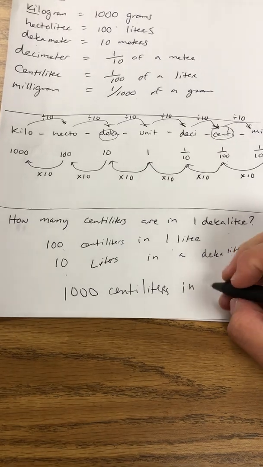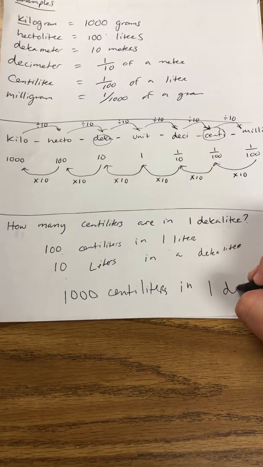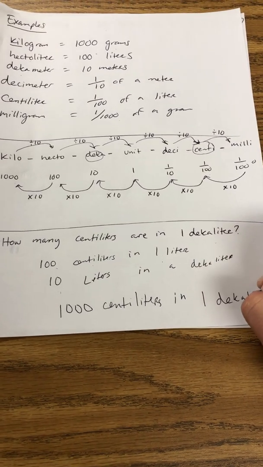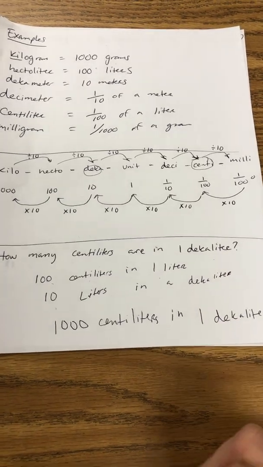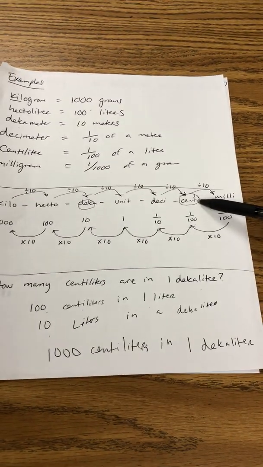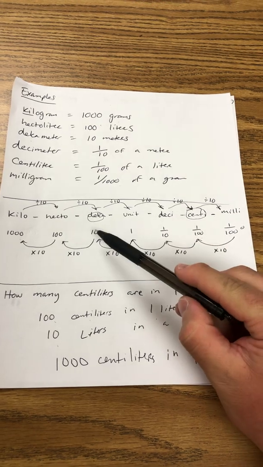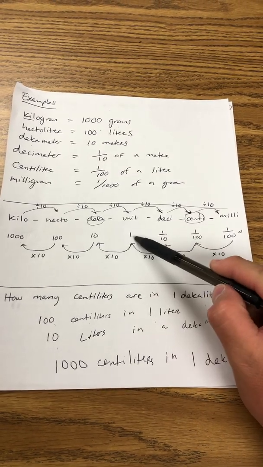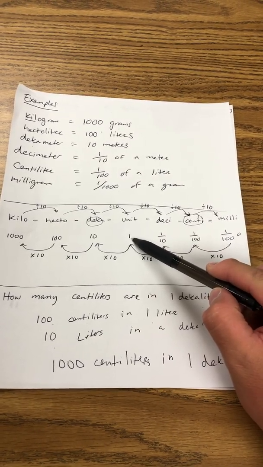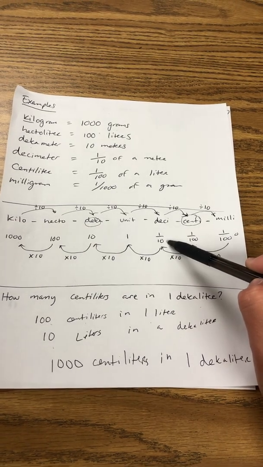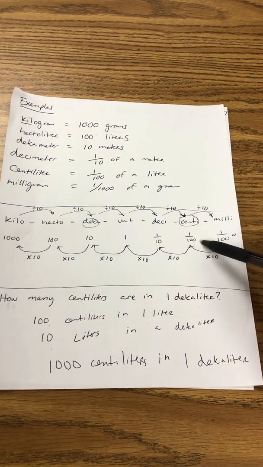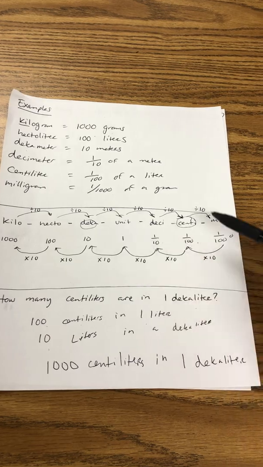Say hi. So we have 1,000 centiliters in 1 deciliter. Okay, and I'm going to show you on the board or on the chart how we figured that out. We went centiliter, deciliter. If I have 1 deciliter, that means I have 10 liters, or 100 deciliters, and then 1,000 centiliters because I'm going backwards.